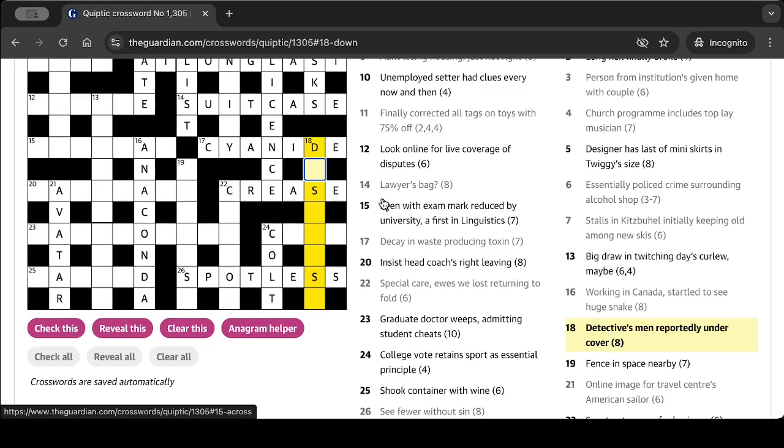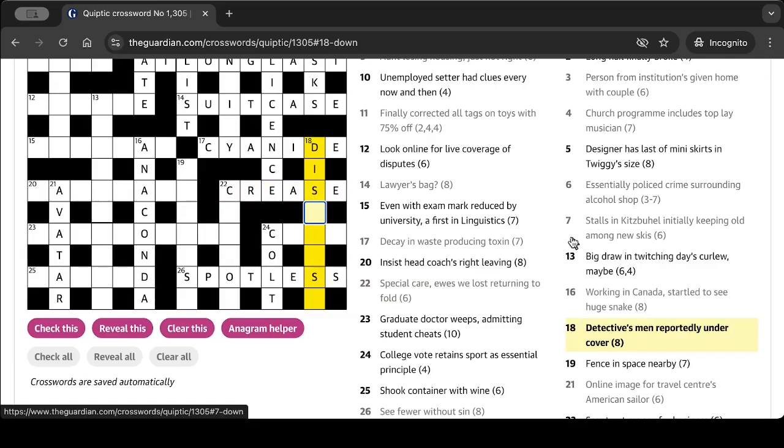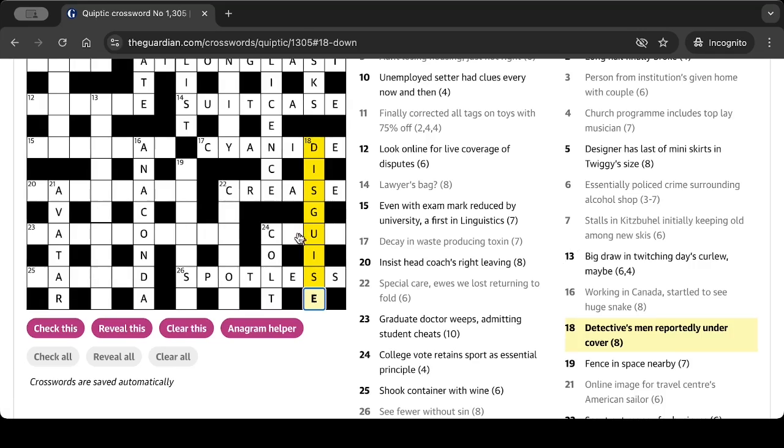Following that, I took a look at 18 down. Detectives, men. So detectives is commonly, and gives us an abbreviation DI, detective inspector. So detectives is DIS, and then reportedly is telling us that we have a homophone, and it's a homophone of the word men. Men could be guys, GUYS, and in this case it's guys. So that gives you undercover.